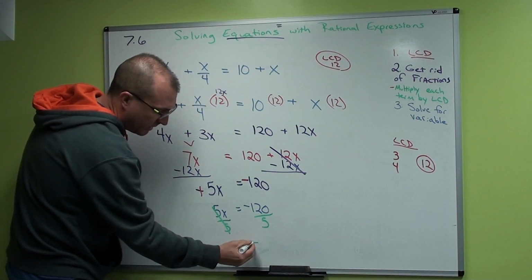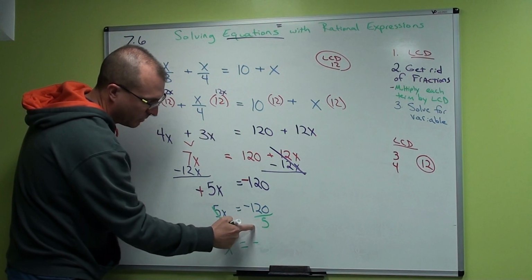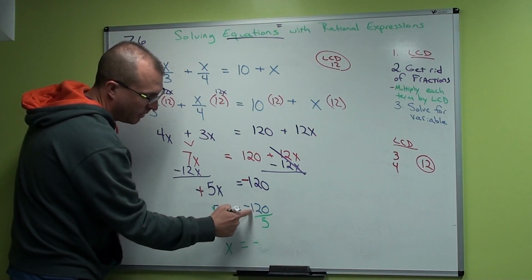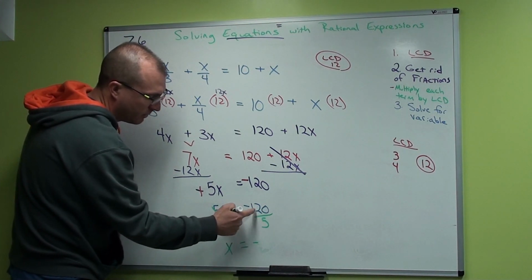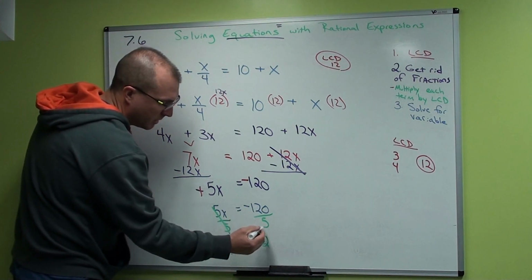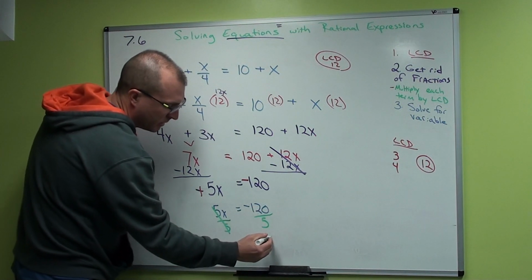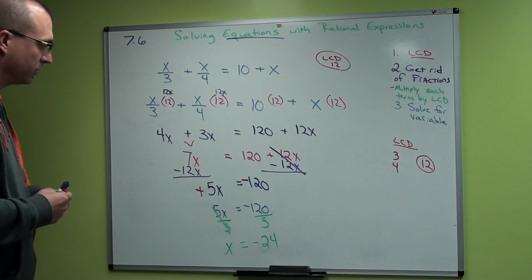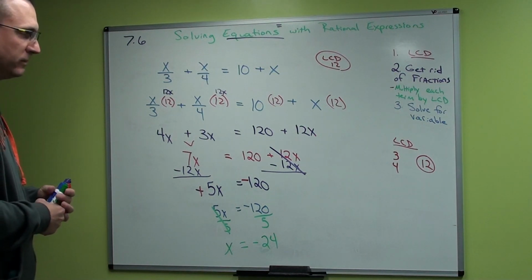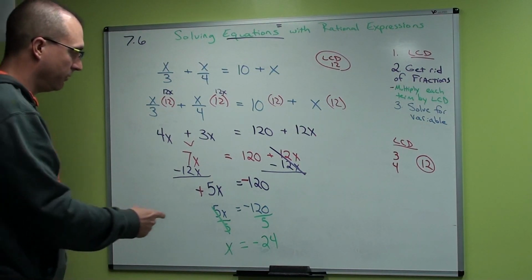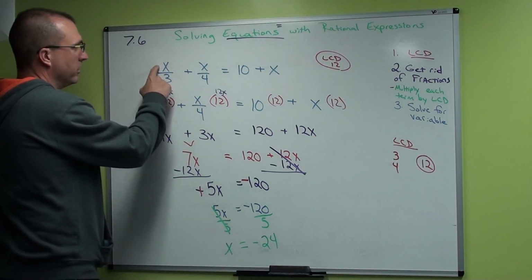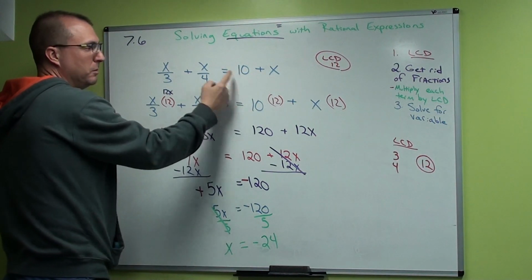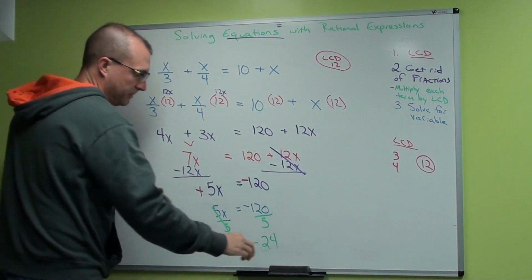So I know it's a negative because there's only one negative. Remember, an odd number of negatives gives you a negative for an answer. And then 120 divided by 5. 5 goes into 12 2 times, and then 2 left over, and then that's a 4, 24. So my answer is x equals negative 24. If you don't believe yourself, you can take negative 24, put it here, here, and here, and both sides will be balanced, or they'll get the same answer.